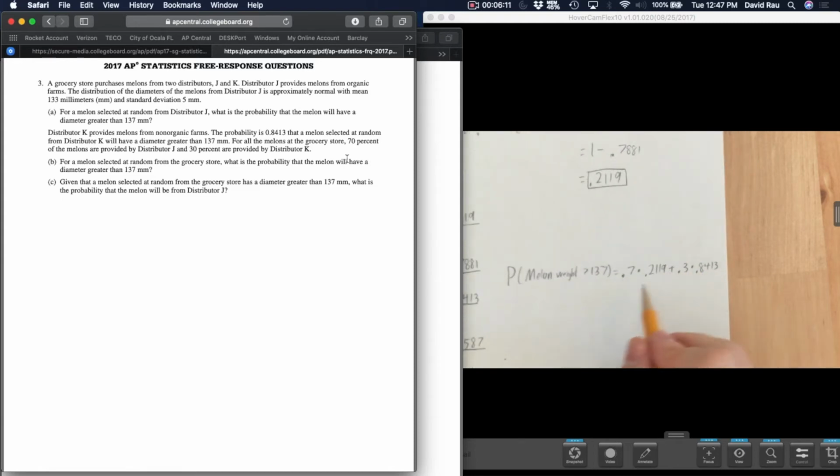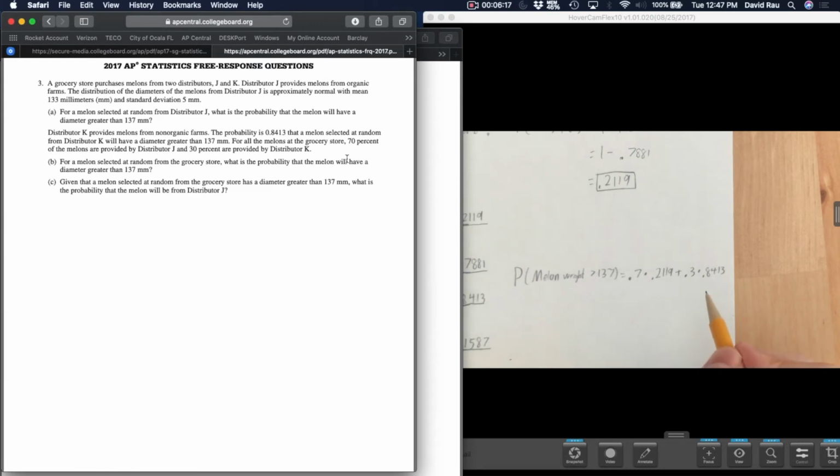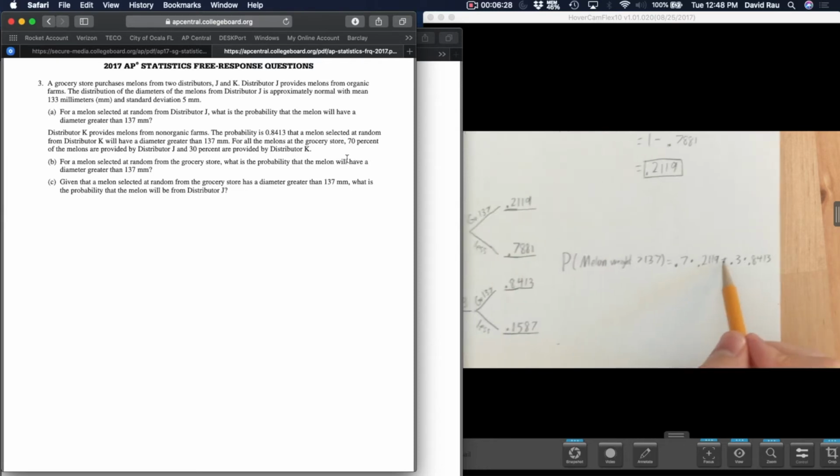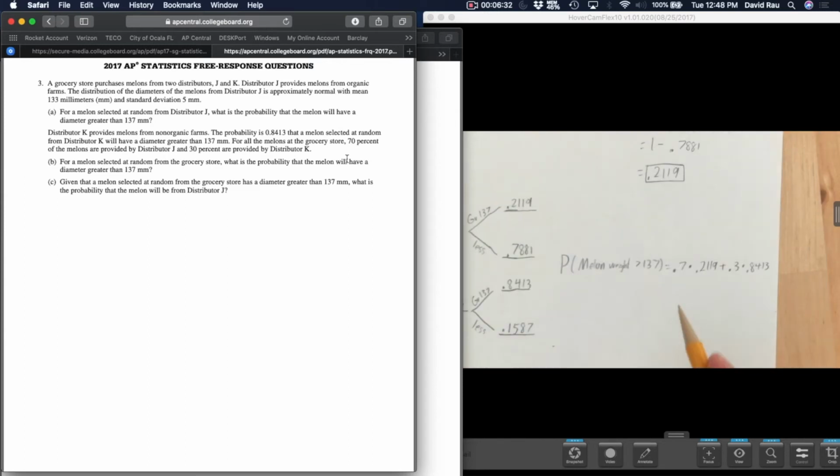So that's getting multiplied into the probability. Again, the idea is, when you say the word and, you multiply. When you say the word or, you add. So the idea is, did I get a melon that was greater and from J? That's why I'm multiplying. Greater and multiply. Or did I get a melon that was greater and from K? So that's kind of how that's calculating.